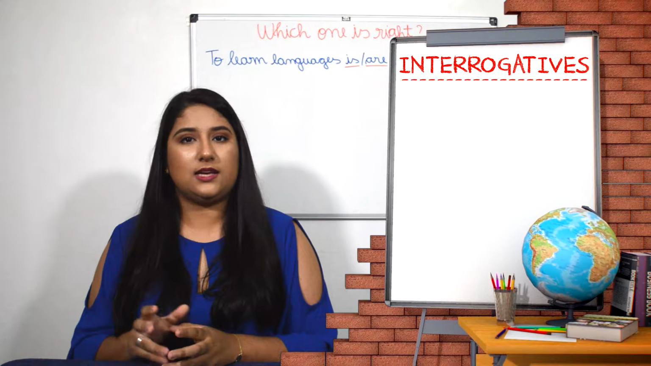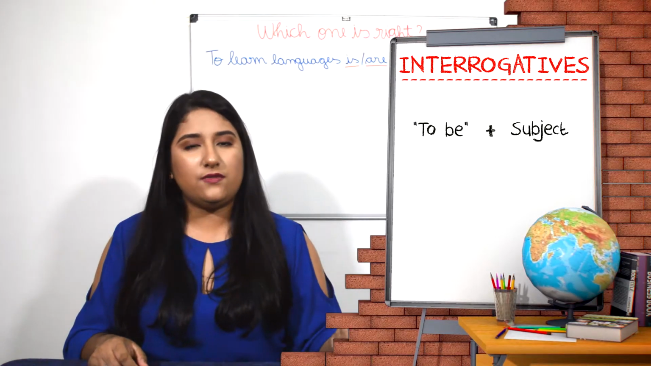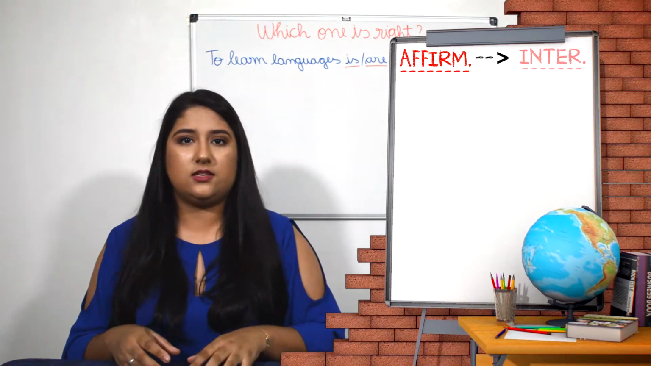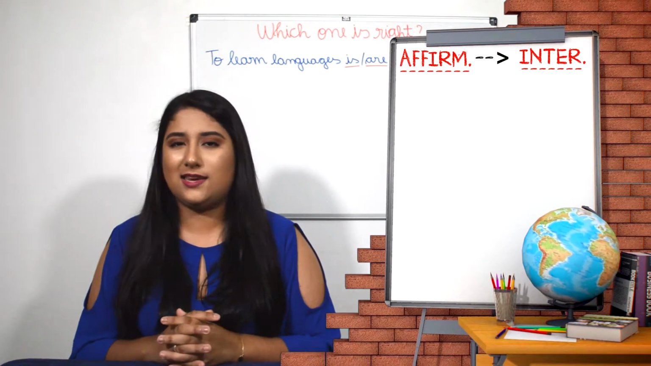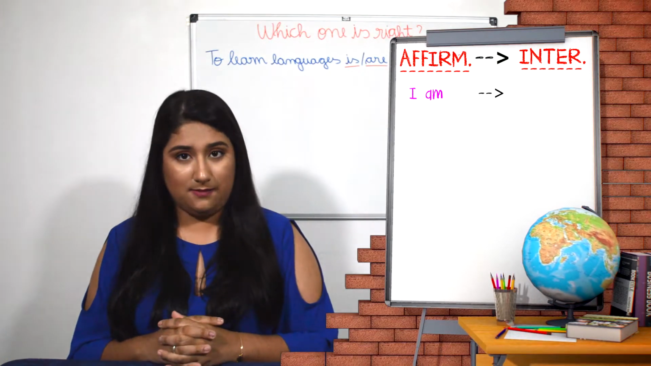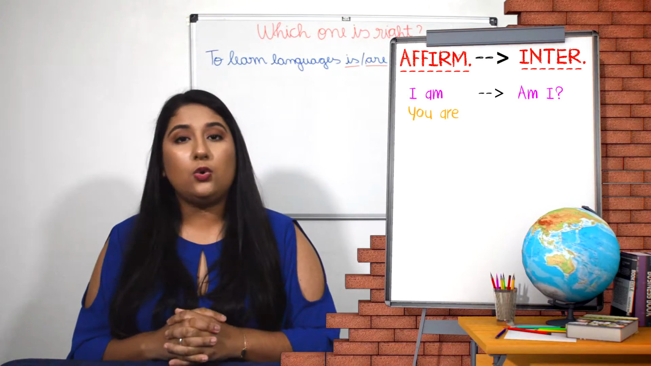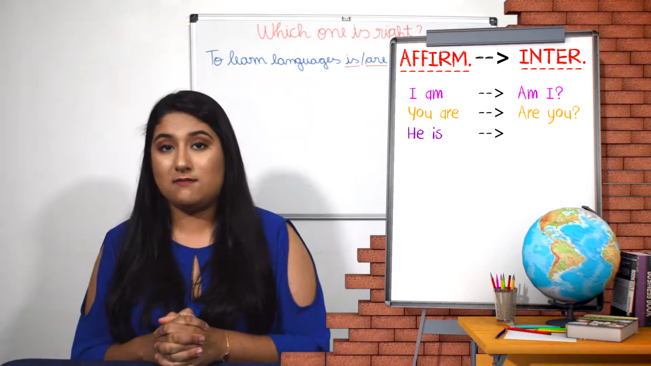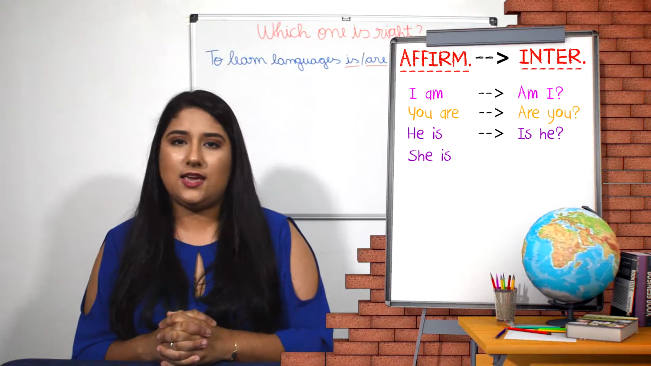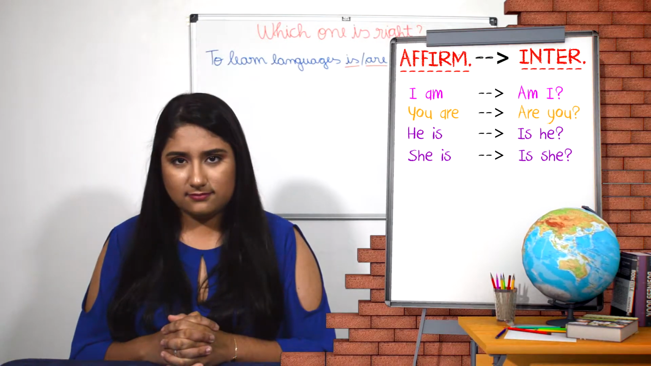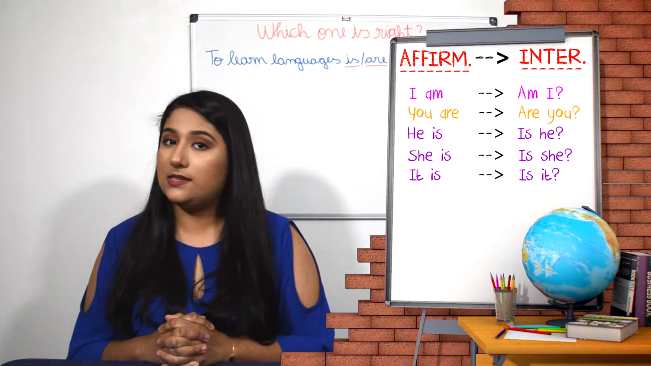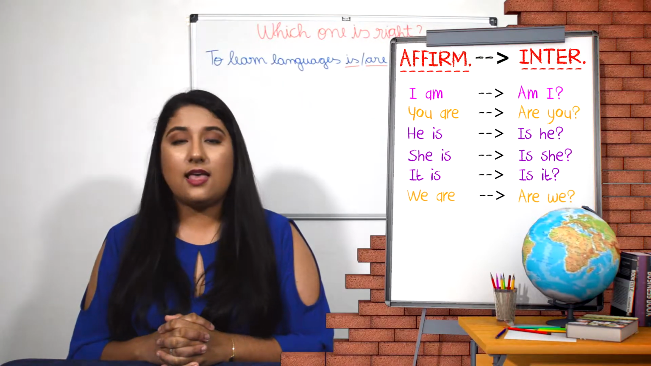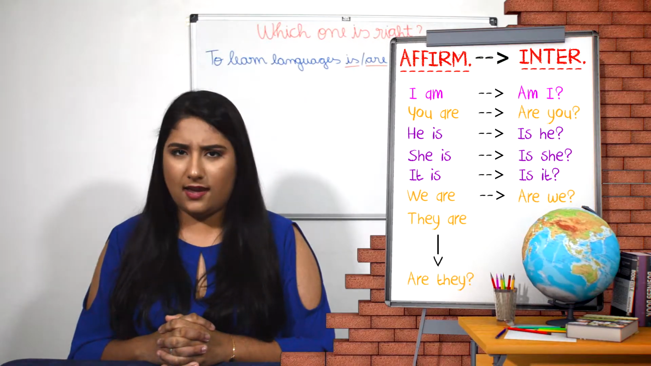You will just bring to be to the beginning in front of the subject. Just that. Let's compare the affirmatives and the interrogatives so you can see how easy it is. I am becomes am I? You are becomes are you? He is becomes is he? She is becomes is she? It is becomes is it? We are becomes are we? And they are becomes are they?